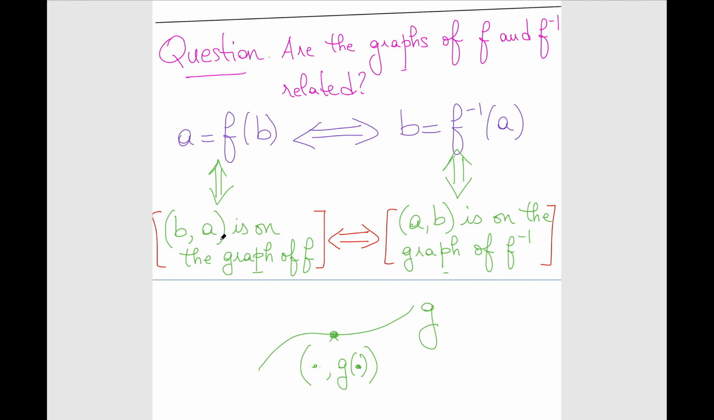Let's read it then. If the point B comma A is on the graph of f, this is the same thing as saying that A comma B, so the coordinates are swapped, is now on the graph of f inverse. However, there exists one and only one axis on the plane through which you reflect and you swap coordinates. And that axis is the line y equals x.